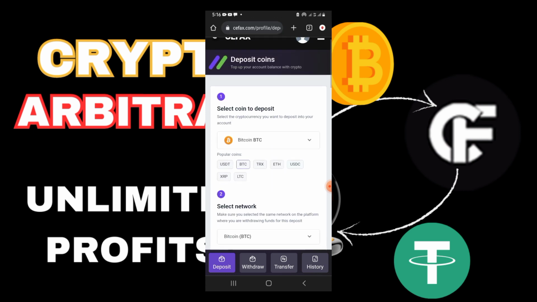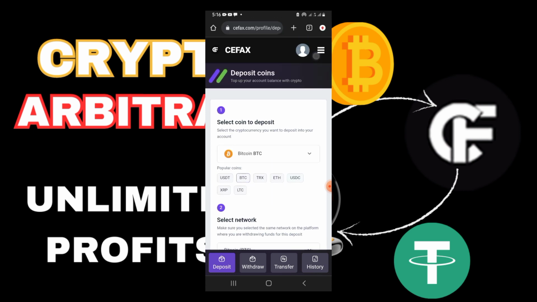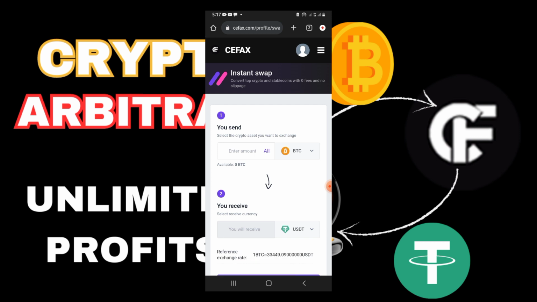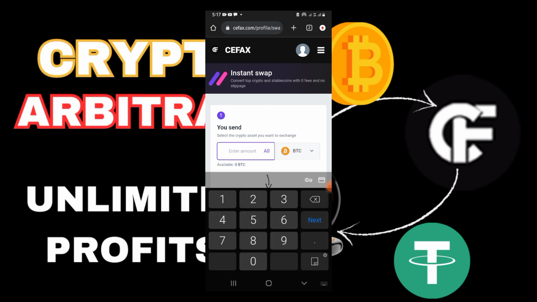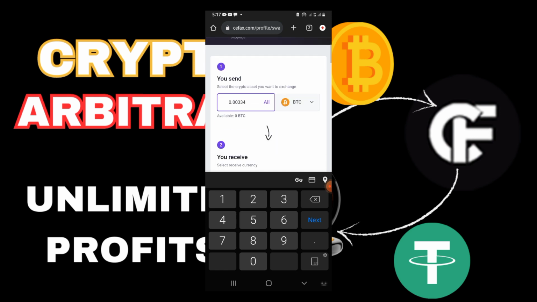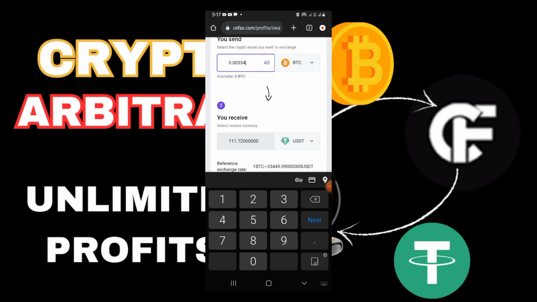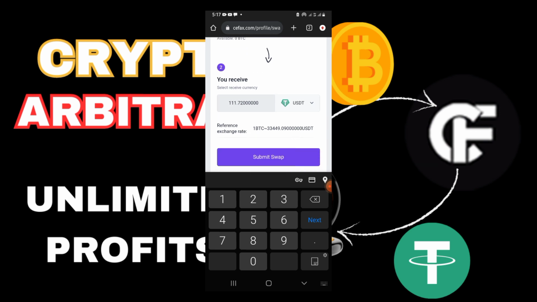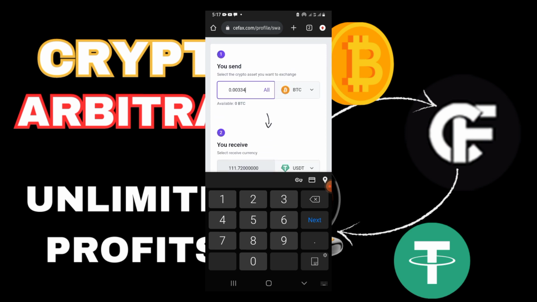After that, we go to swap. We'll be receiving the same BTC, which is 0.00334, and here it will be 111 USDT. After we swap it, we can now send it back to our USDT address on Binance.